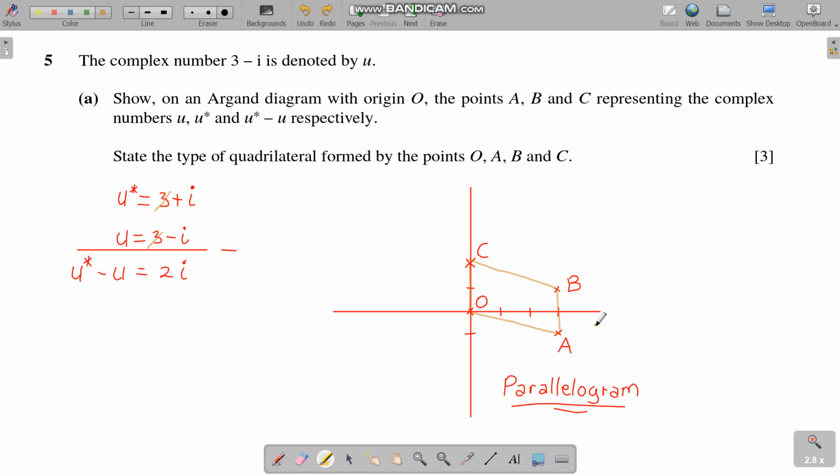So the point O is the origin, the point A is u, and u is 3 minus i. So 3 minus i is here, this is A. B is u star, so 3 plus i. So it's the reflection in the x-axis. That's the conjugate. And then C, u star minus u, is 2i. So 2i is here. So the shape is a parallelogram.